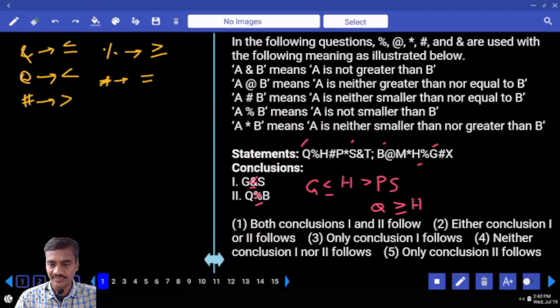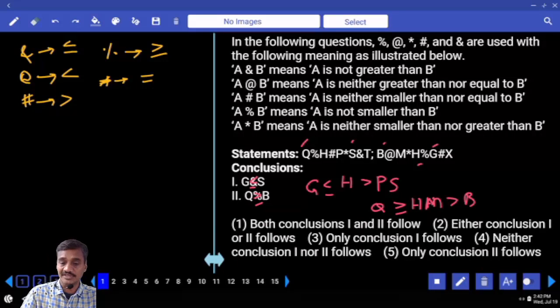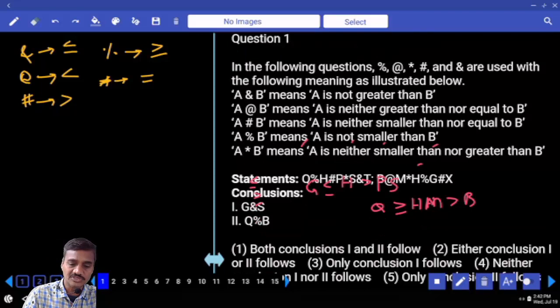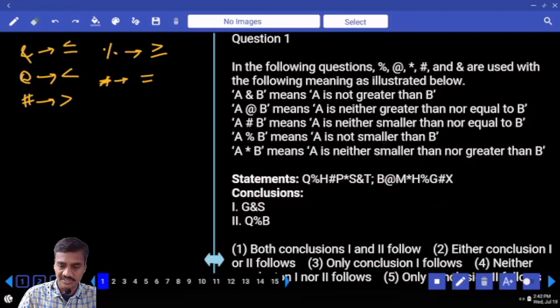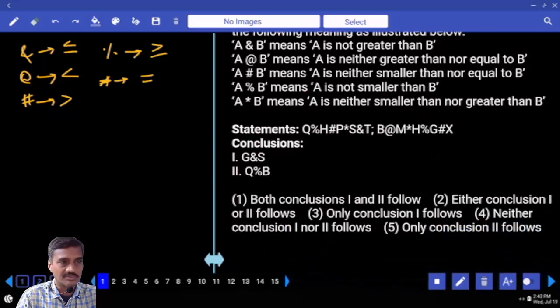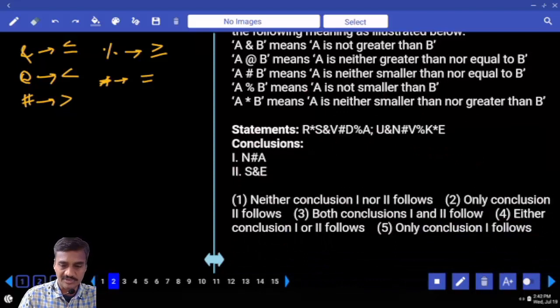Now H to B. M star H means M and H are one and the same. And B at the rate of M means B lesser than M, which means M greater than B. Now between these two, Q greater than B is true, Q equal to B is false. So what is your answer? Neither one nor 2, choice 4. Is that right? Then coming to the second one.